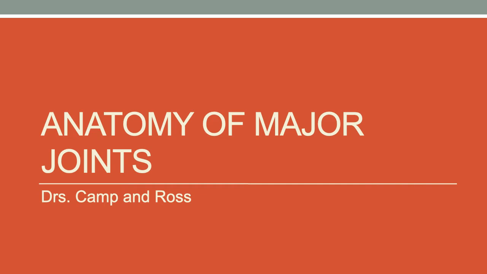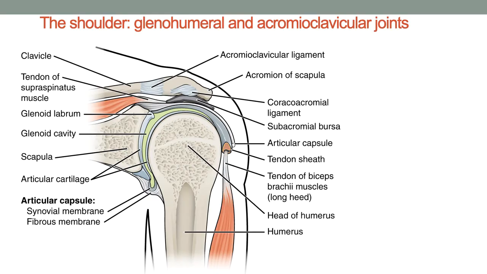This video lecture is just going to briefly go into a little more explanation on some of the major joints of the human body. Starting with the shoulder. The shoulder joint contains the glenohumeral joint. This is a ball and socket joint formed by the articulation between the head of the humerus and the glenoid cavity of the scapula. The glenoid cavity here is shown in green.